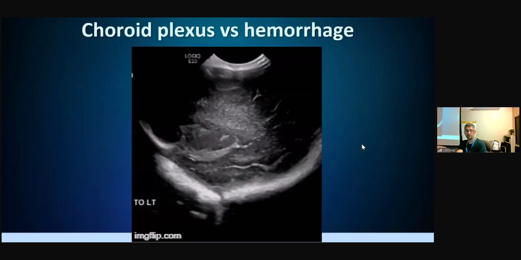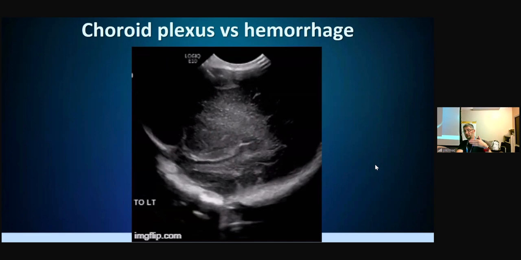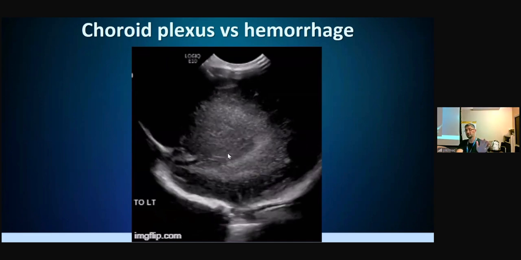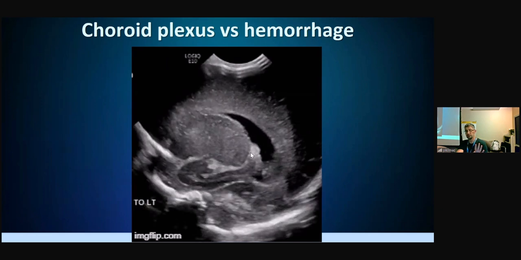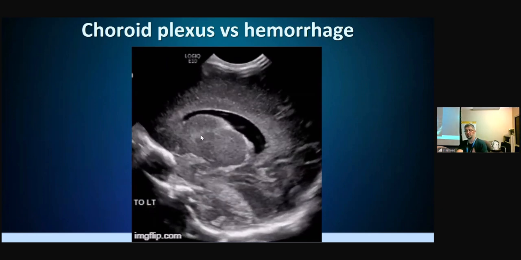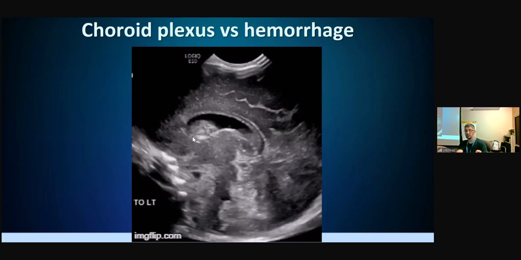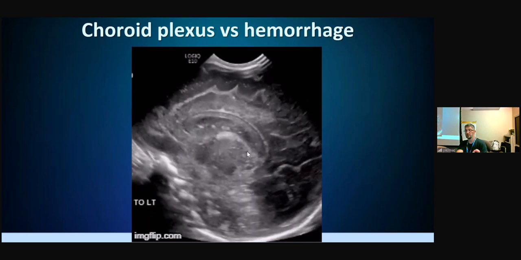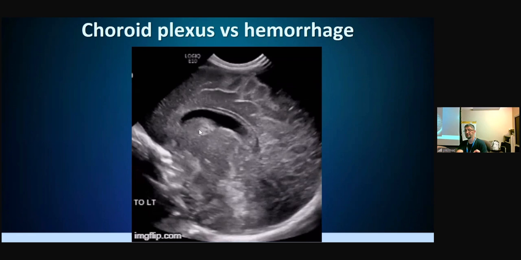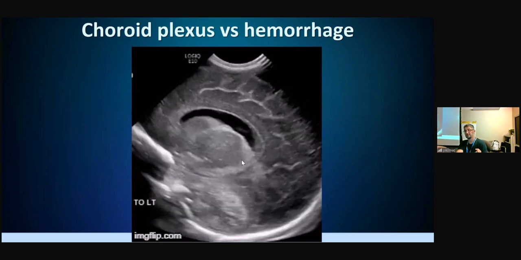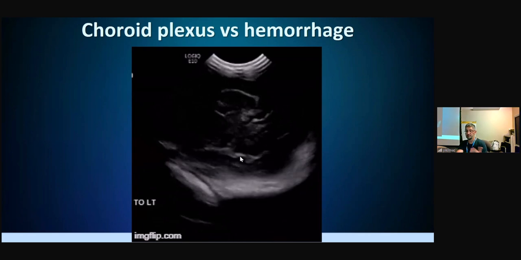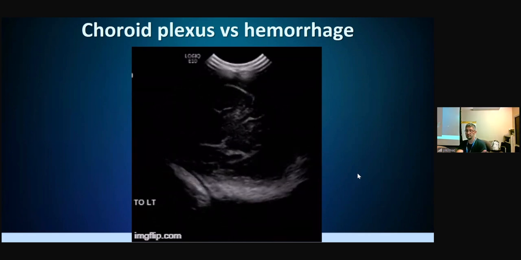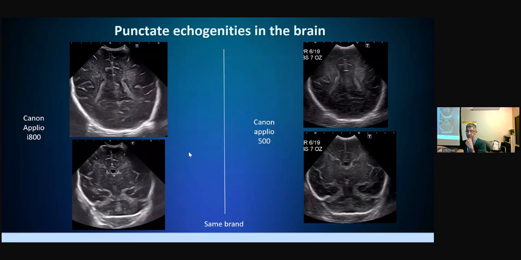If you get cine clips, you can see the difference between hemorrhage and choroid plexus. This is choroid plexus, echogenic, swiping, there is going to be hemorrhage too. So this is hemorrhage. That's choroid plexus. This is hemorrhage. So same echogenicity, but you can use cine clips. I will give you some more examples.